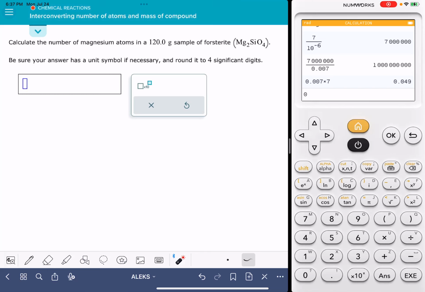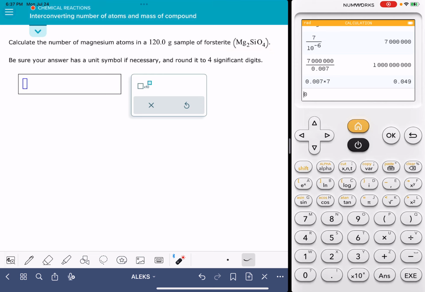In this video, I'll show you how to solve the ALEKS problem called converting the number of atoms and mass of compound. There are two versions of this problem, and I am going to show you how to solve both versions of the problem. So in this particular version, we have been given a mass of a particular compound, and we're asked to calculate the number of atoms in that particular amount of this substance.